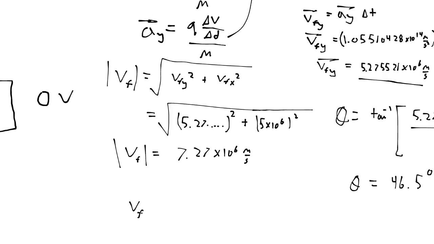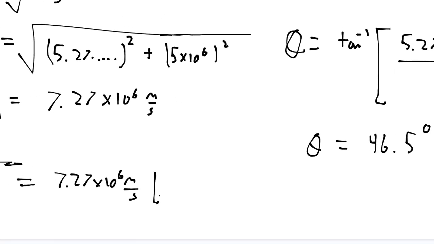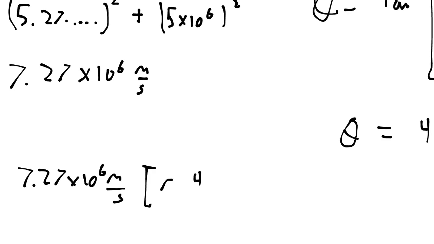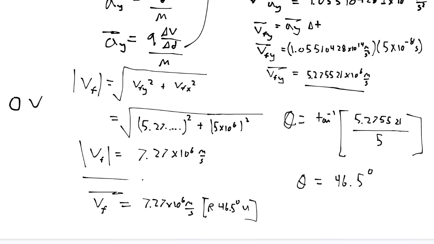So V_F should equal 7.27 times 10 to the 6 meters a second, and then 46.5 degrees up. And that should be your final answer.